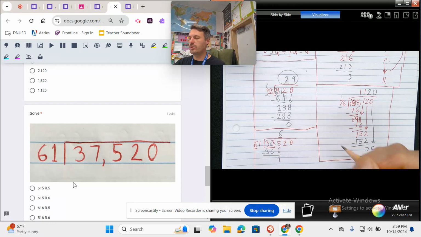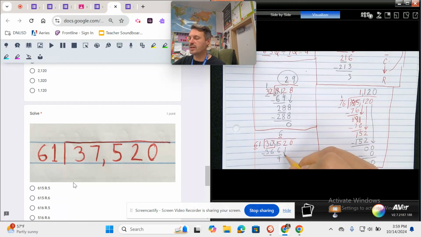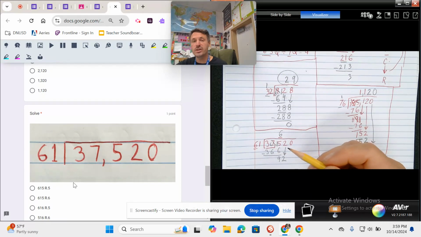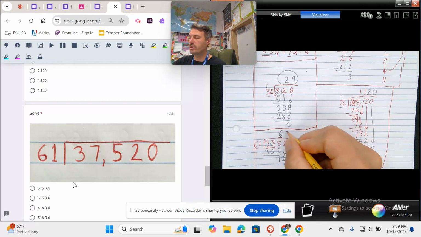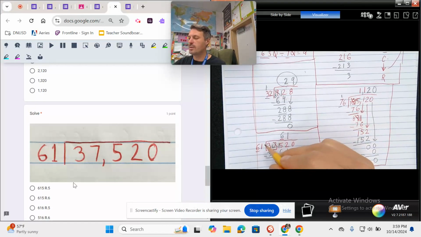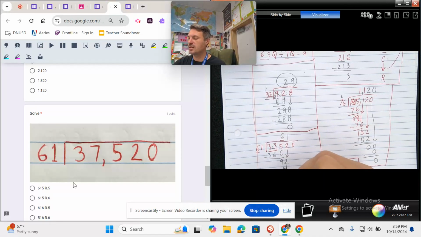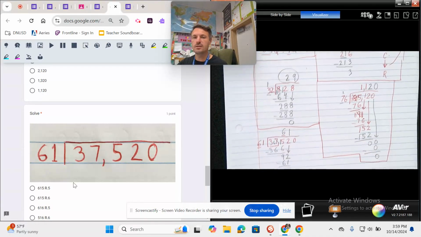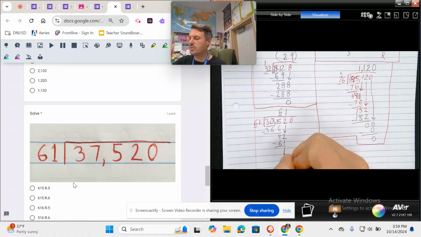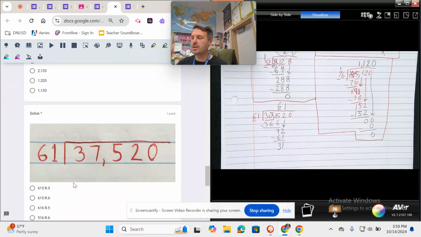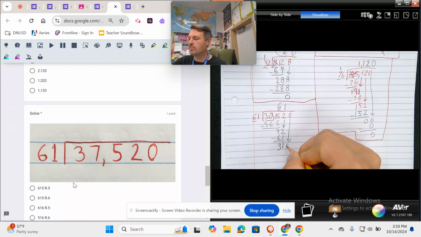And then, is 9 smaller than 61? Yes, so now we bring down the 2. Now we're dividing 61 into 92. Double 61 will be more than 92, so it can only fit in once. 1 times 1 is 1. 1 times 6 is 6. Now we subtract. 2 minus 1 is 1. 9 minus 6 is 3. Is 31 smaller than 61? Yes. Bring down the 0.